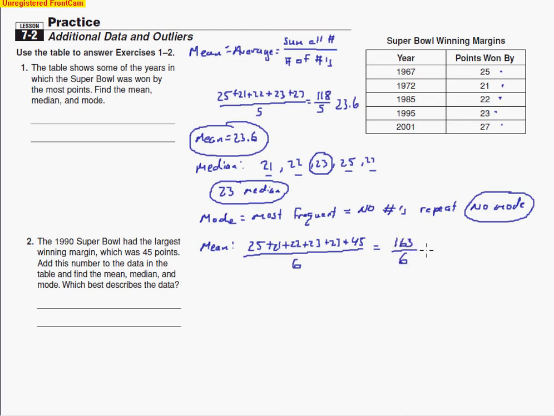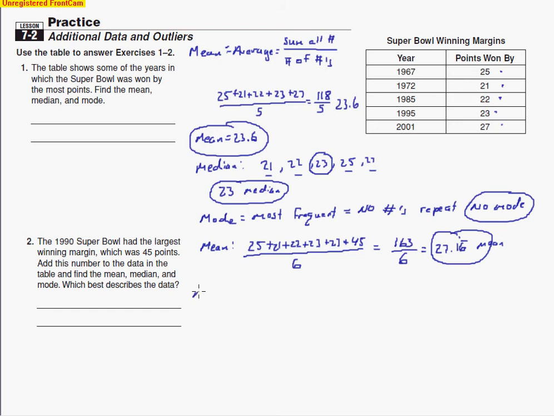163 over 6. And so I do that division, and I end up with 27 and 1.16 repeating. So that's what it ends up being. So that's our mean this time. So there's our mean. And now we want to find the median.